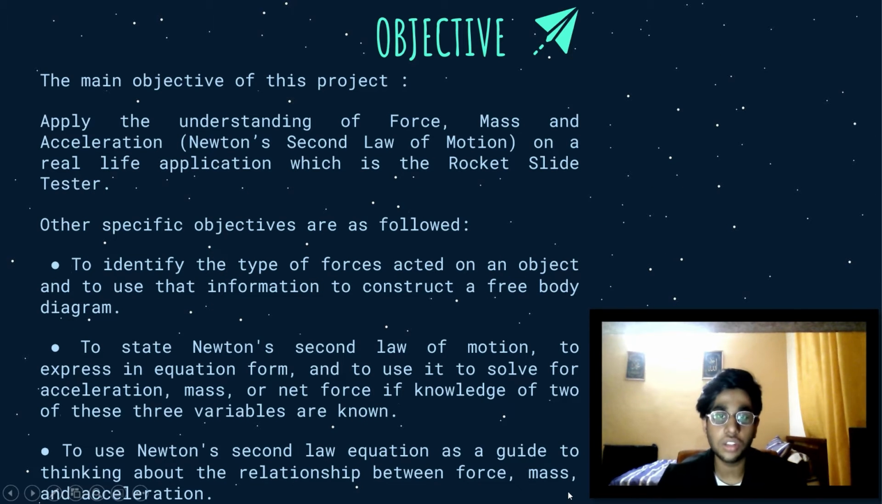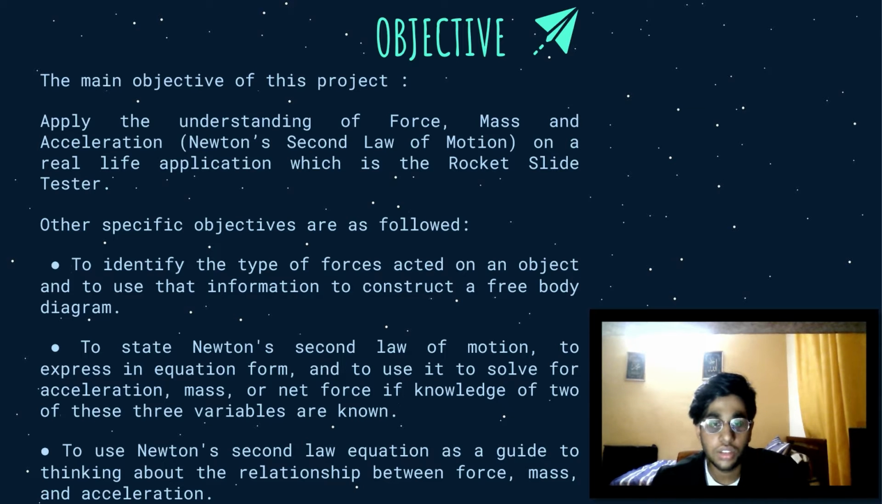Now, moving on. From our case study, there are several objectives that we want to achieve. This project aims to develop our understanding regarding force, mass, and acceleration. In general, Newton's second law links these three terms and concerns the effect that an unbalanced force has on the motion of an object. So, what is the main objective of our case study? The main objective of this project is to apply force, mass, and acceleration, which in this case is Newton's second law of motion, on a real-life application, which is the rocket sled tester, or otherwise known as rocket sled.